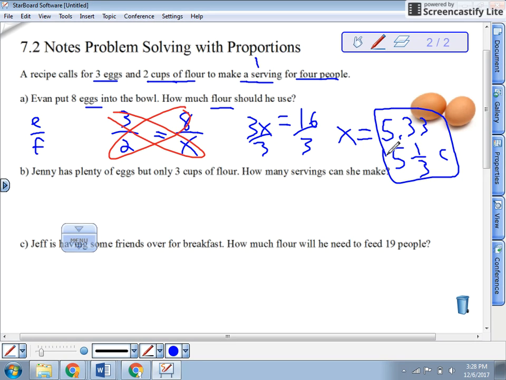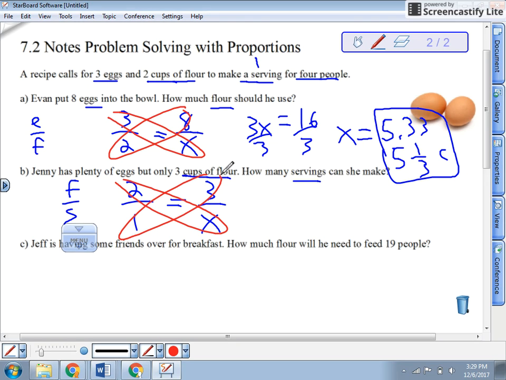Second one: Jenny has plenty of eggs, but only 3 cups of flour. How many servings? Now we're comparing flour to servings. We said that there are 2 cups of flour for every 1 serving. She has 3 cups of flour, so flour's on top. How many servings? That's our unknown. Again, cross multiply and divide to solve. We get 2x equals 3. Divide each side by 2. You know the deal. x equals 1.5 servings. Decimals are fine. There's your answer.